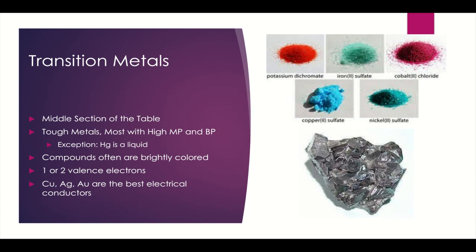Most of them have 2 valence electrons, some do have 1, just because they have some funky electron configurations that we're not really going to get into. If you take a look at group 11 specifically, you see copper, silver, and gold. These are the 3 best electrical conductors, which is why all wires are made from copper, silver, and gold. Gold actually being the best conductor of the 3.